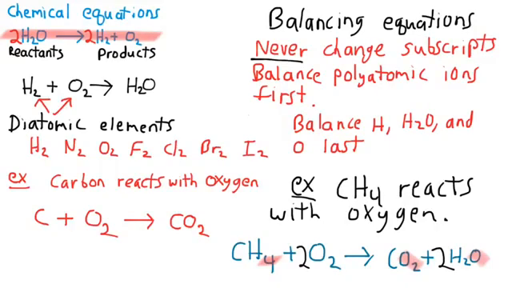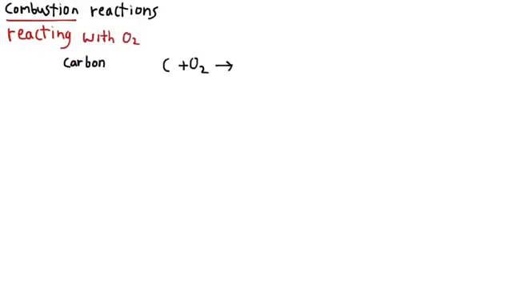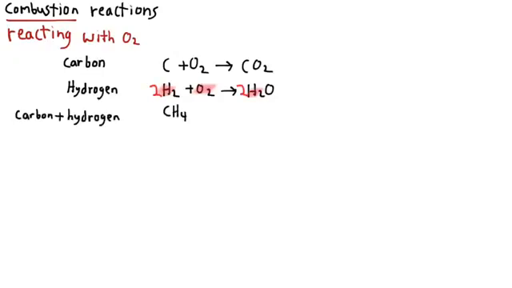Okay, a couple of other examples about writing combustion reactions. Combustion reactions means reacting with O2. You see a plus O2 on the left, and it's a reactant on the left side of the arrow. So if you're reacting carbon, we already mentioned it makes CO2. If you're reacting hydrogen, we already mentioned it makes H2O. Then you would balance it like so. If a compound has carbon and hydrogen, it makes both CO2 and H2O.